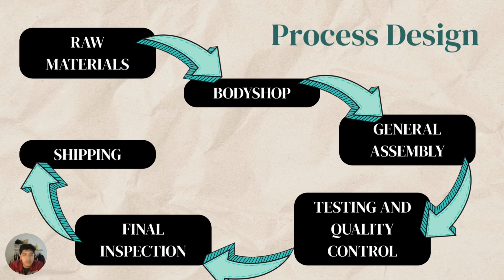For the process design, we have six processes. First, raw material. Second, body shop. Third, general assembly. Fourth, testing and quality control. Fifth is final inspection, and the last is shipping.